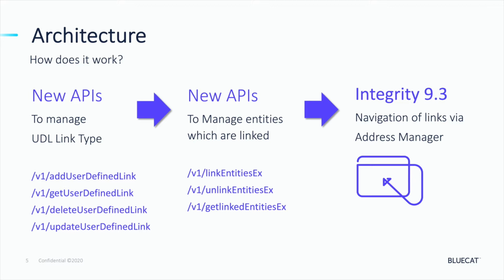Once the user-defined link type has actually been defined, customers use new linked entities EX calls to link or unlink explicit entities defined in Address Manager by using their object IDs. These new calls should not be confused with the older linked entities calls, as they serve a very different purpose. Finally, the user-defined link definition will automatically be shown on the Details tab for infrastructure which has been linked, but it can also be added to most tables, as if adding the existing UDF to the view in question.